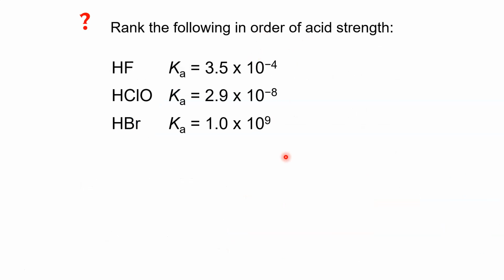So let's look at these K values and rank them in the order of acid strength. So this HBr, we have our Ka 1 times 10 to the minus 9th. Then we look at this one here. This is hypochloric acid, and it's 2.9 times 10 to the minus 8th, quite a bit lower than this one. And then HF, hydrofluoric acid, our Ka is 3.5 times 10 to the minus 4th. So this is the largest K value, so it must be the strongest. This has the smallest K value, so it must be the weakest, and HF must be in the middle.